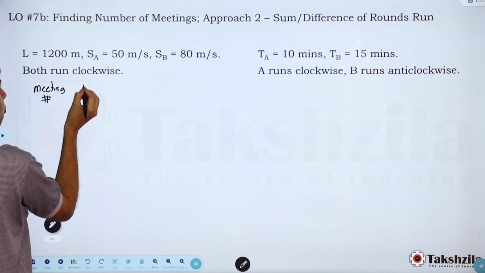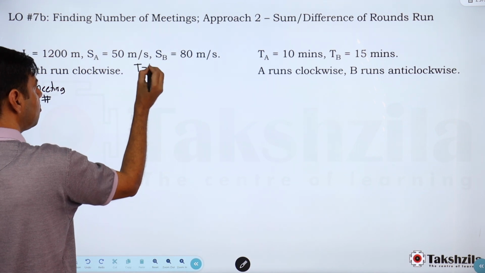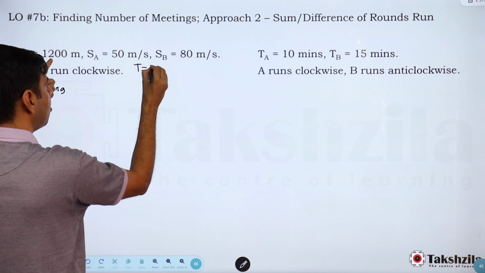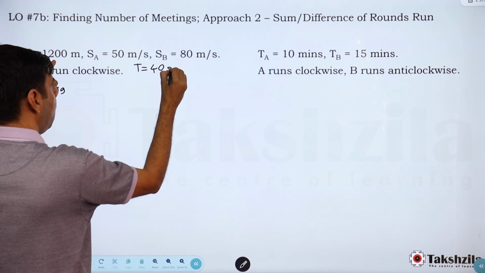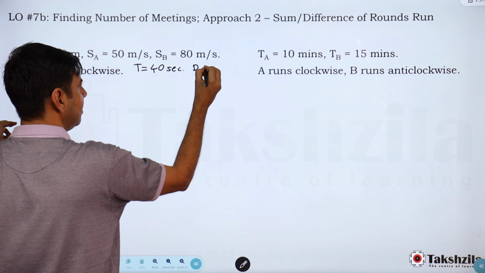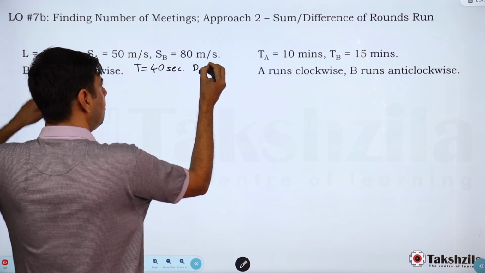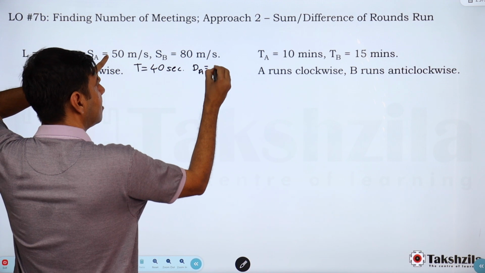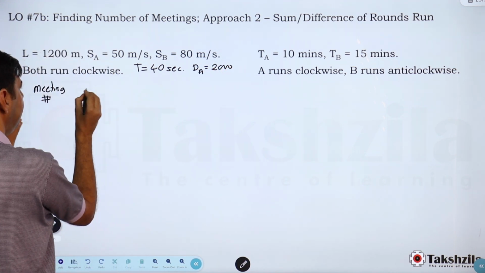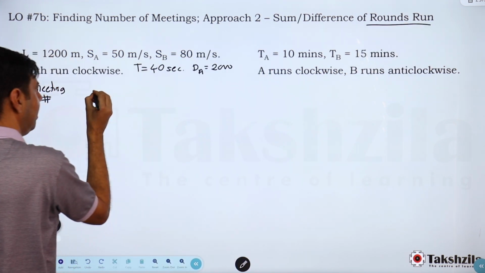Okay, and you know the time taken for the first meeting is going to be the same direction, 30, 40 seconds. And you also know that the distance run by A is, you can even do it 40 into this, that is 2000. Okay, so I'll do it here. Meeting, and we are now focusing on the rounds run, students.